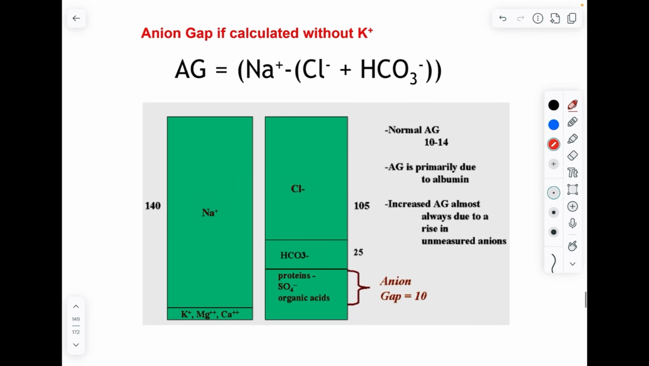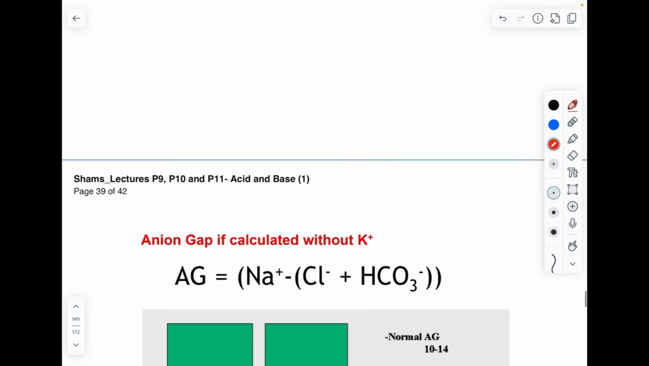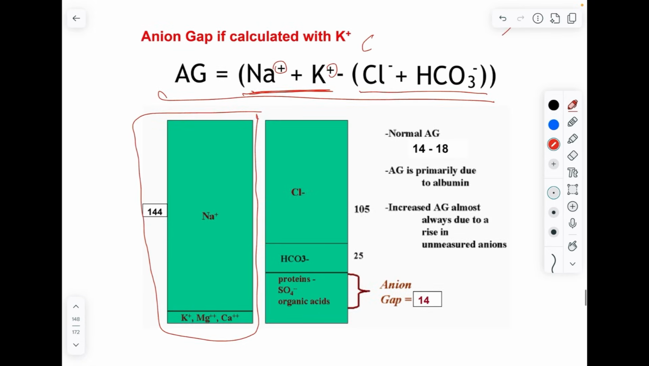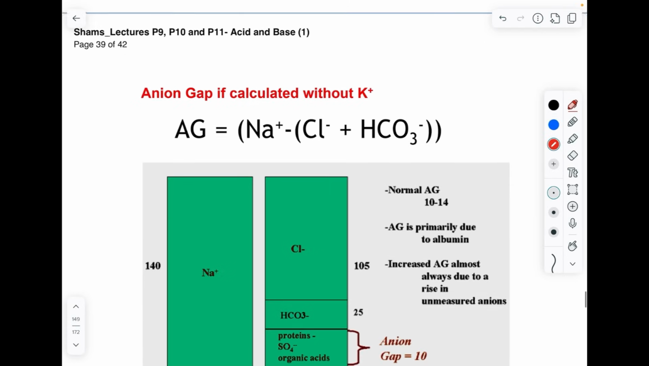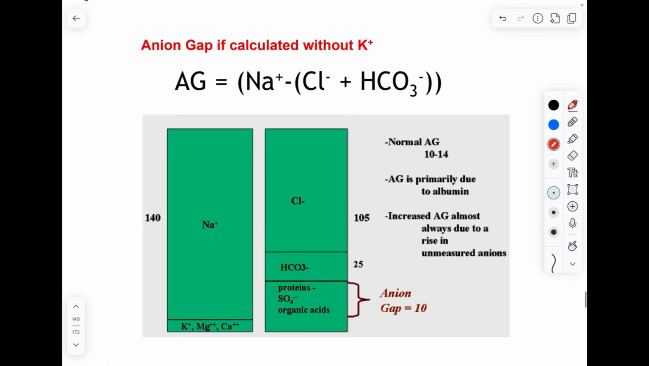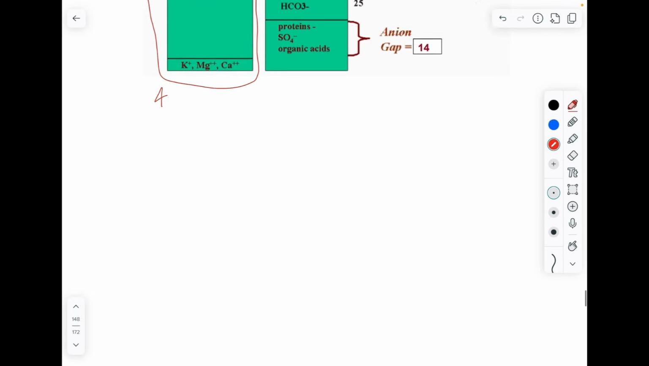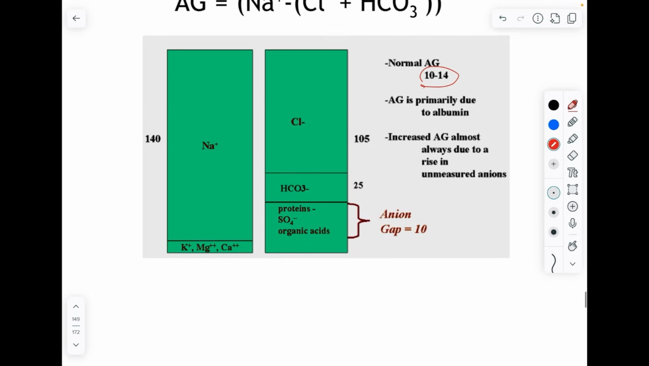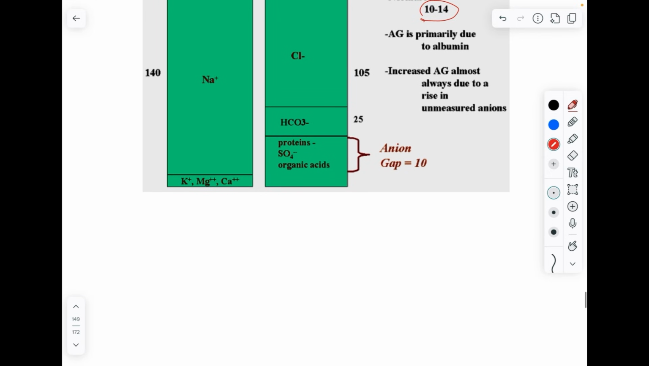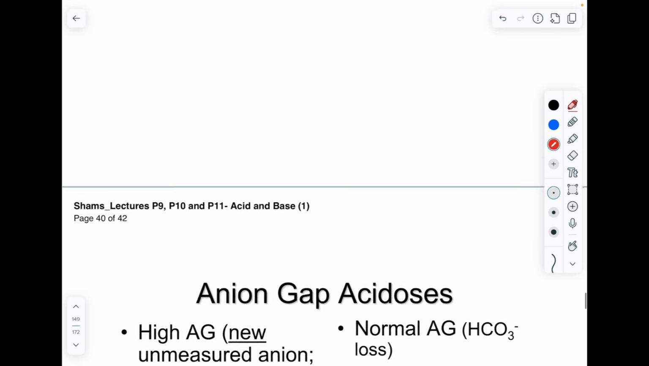Now we can do it without K, but then here we have a normal anion gap. Our range is 14 to 18. So we can do it without the K, but then there is a consequence: the normal anion gap decreases. It becomes 10 to 14, because we took the 4, because if you remember, the potassium concentration is 4. So instead of it being 14 to 18, it's 10 to 14. And the anion gap will be in that range.